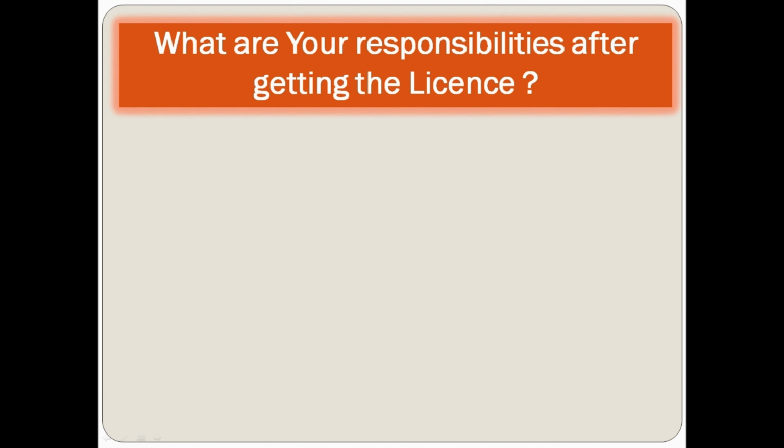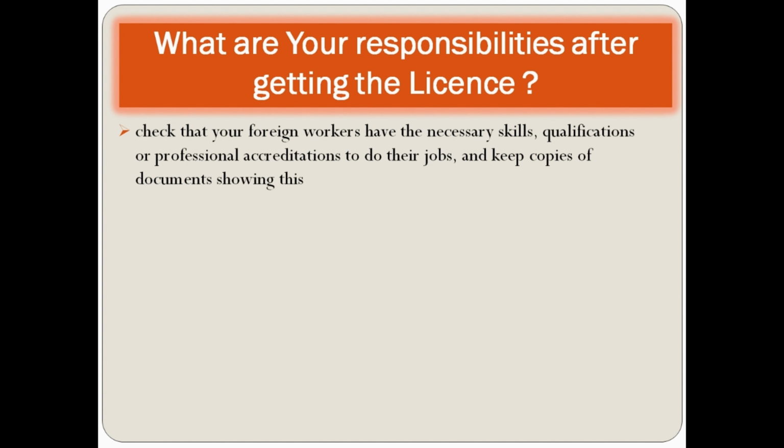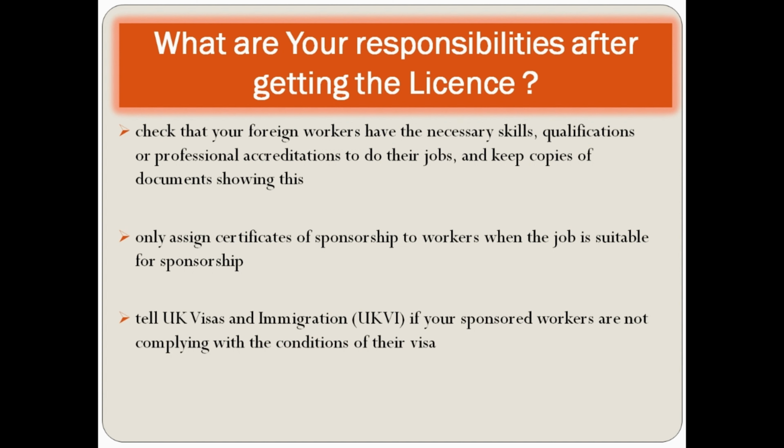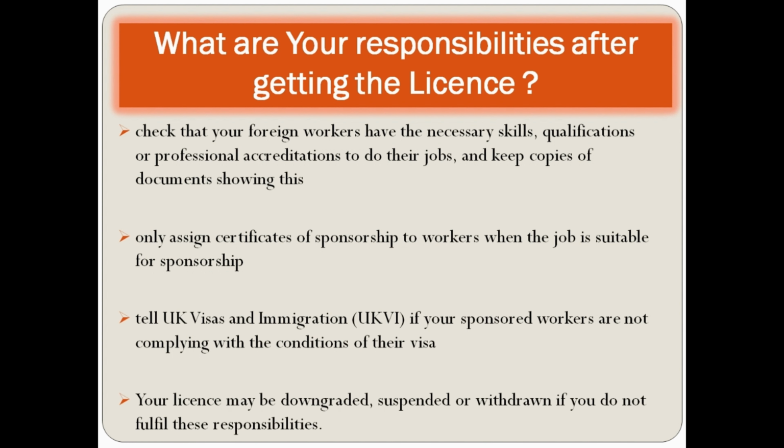What are your responsibilities after getting the license? Check that your foreign worker, who traveled from another country, has the necessary skills, qualifications, or professional accreditation to do their job, and keep copies of the documents showing this. Only assign a certificate of sponsorship to workers when the job is suitable for sponsorship. Tell UK Visas and Immigration if your sponsored workers are not complying with the conditions on their visa. Your license may be downgraded, suspended, or withdrawn if you do not fulfill these responsibilities.